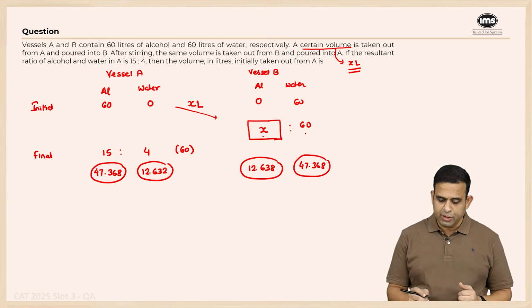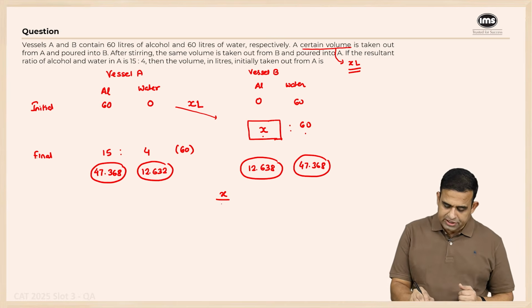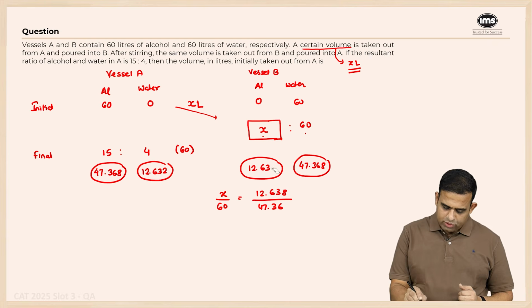If I now do a cross multiplication over here, one can say x by 60 should be equal to 12.632 divided by 47.368.